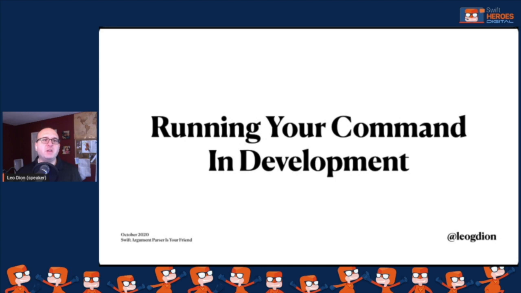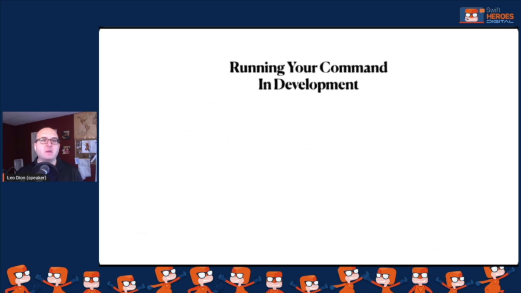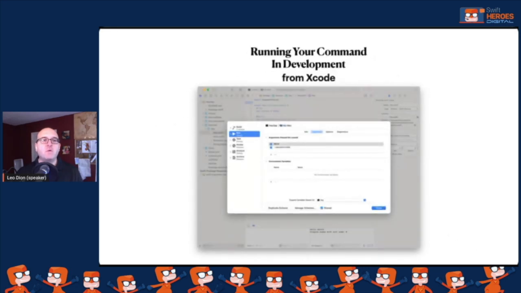When specifically, I want to talk about running your command in development. So you're going to be using Xcode to develop your command line tool, obviously. What you're going to want to do is specify arguments by editing the schema. If you're not already familiar with that, just go to Edit Schema in your Xcode menu and then go to Run, and you can specify arguments there.